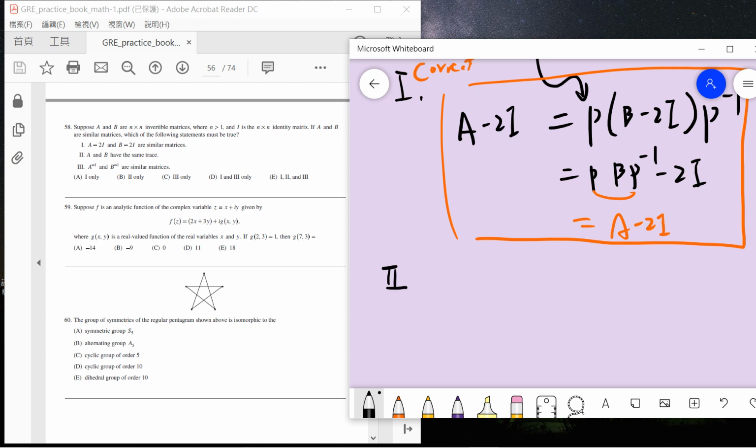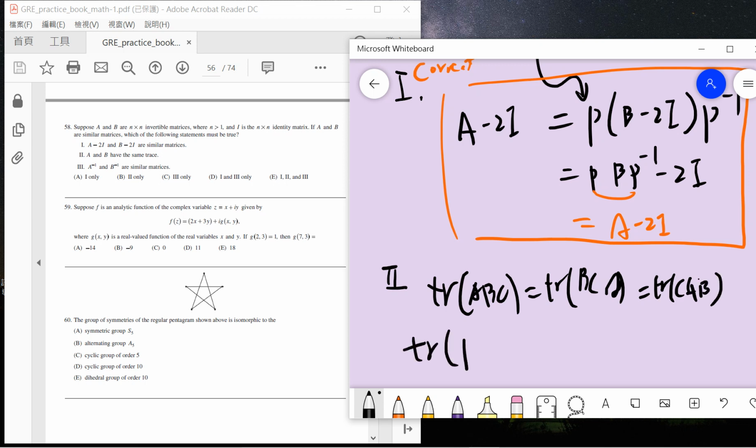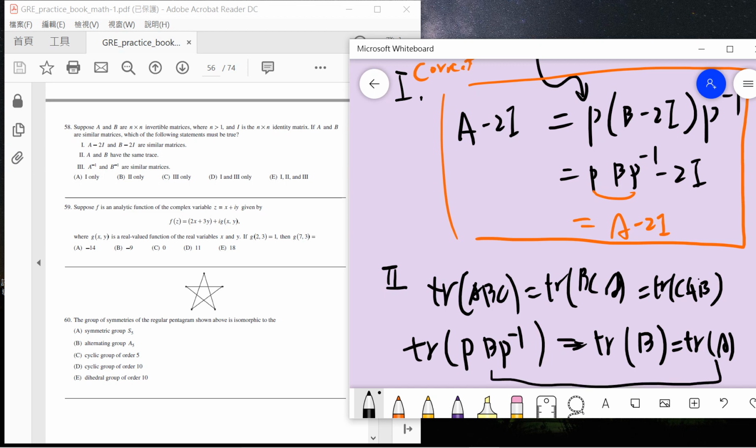Okay, the second one, A and B have the same trace. So remember that trace ABC is equal to trace BCA is equal to trace CAB. So trace of P inverse B P has trace B, and this is trace A. So the second one is correct.